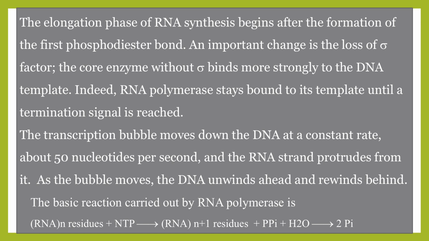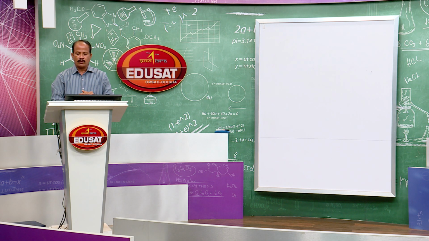The basic reaction carried out by RNA polymerase is like this: a particular length of RNA having n nucleotides and one nucleoside triphosphate. In each reaction there is addition of one nucleotide, and this bond formation is made possible by a phosphodiester bond. So this is a sequential growth of the RNA chain. Hope you have understood this well up to here.